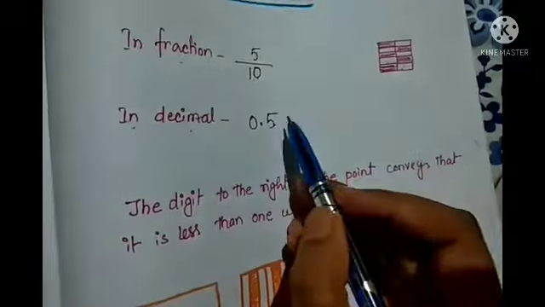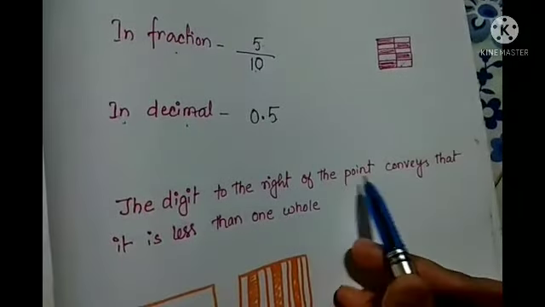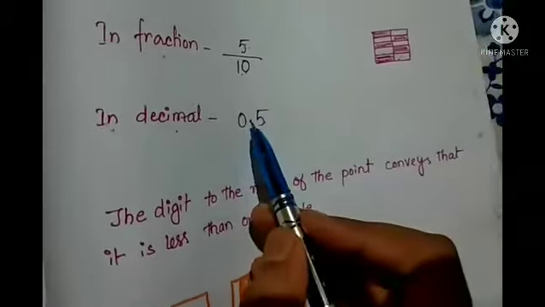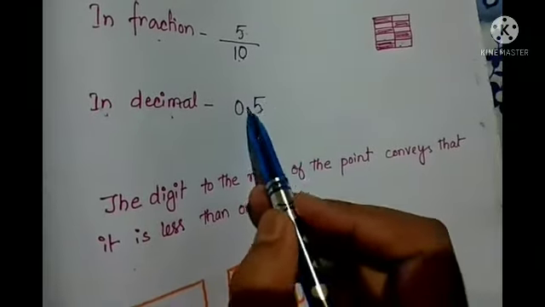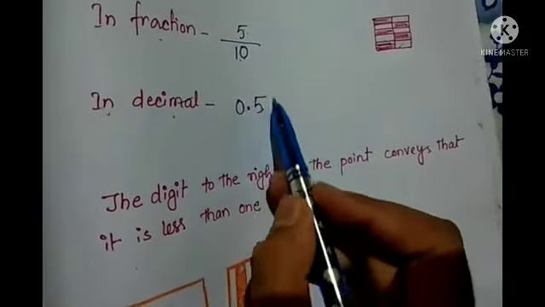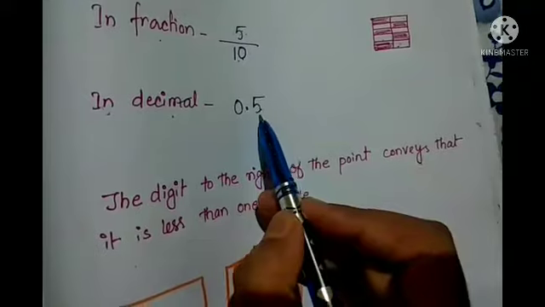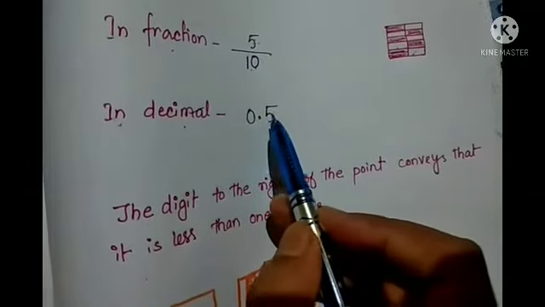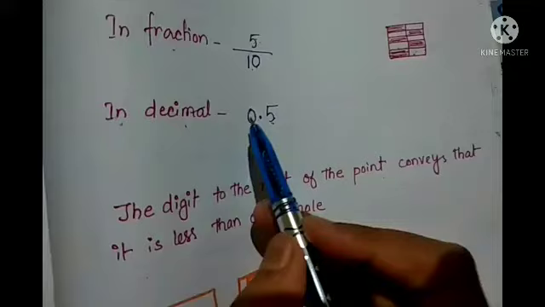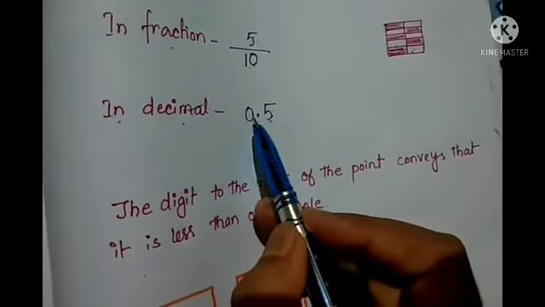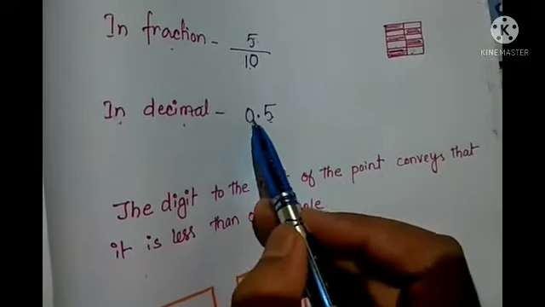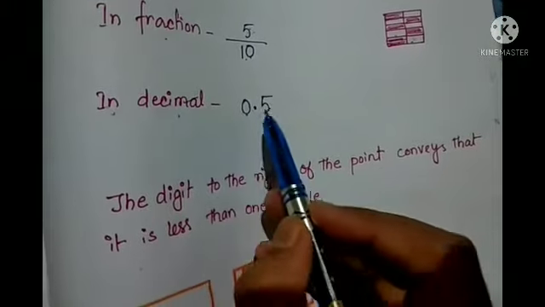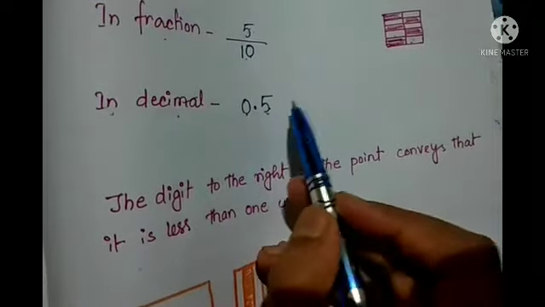Okay, the digit to the right of the point conveys that it is less than one whole. You see the right side, that means after the point, whatever number is given, that one is called a decimal number and that is always less than 1. As you know, according to the place value, whatever we write before the point starts from ones place, right? Ones, tens, hundreds, like this way. But after the point it goes another way.